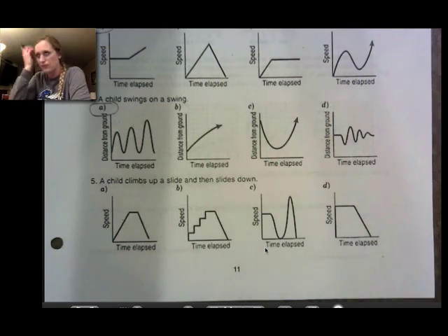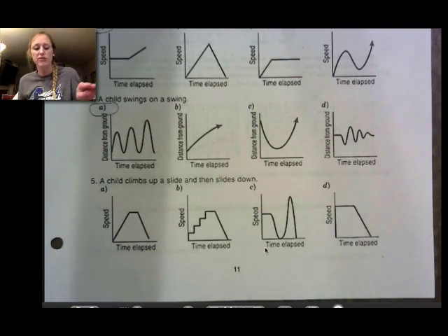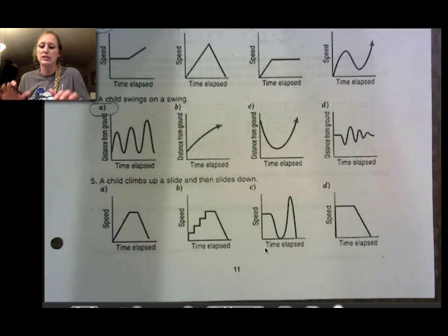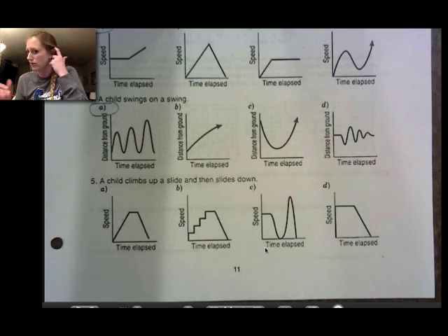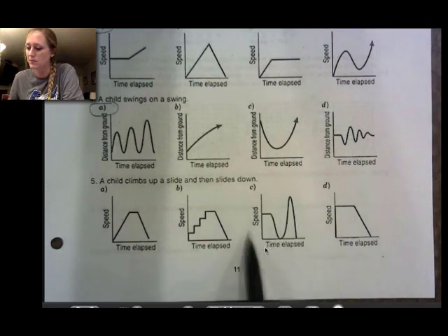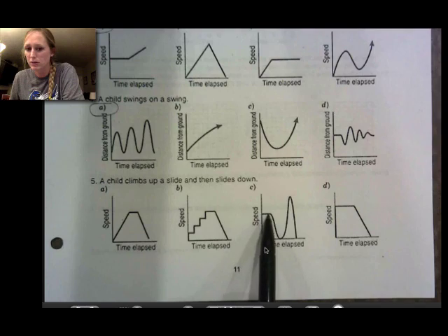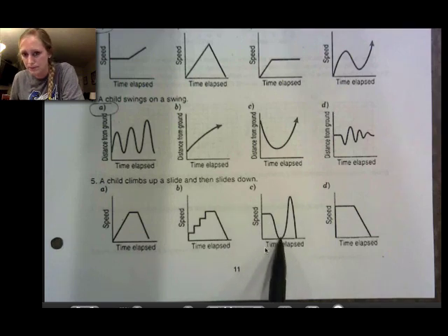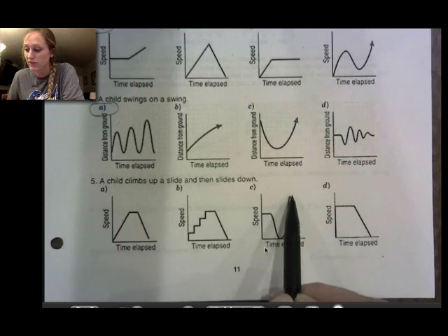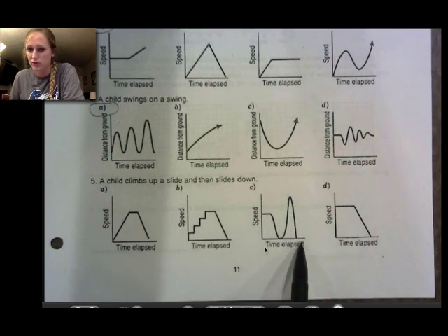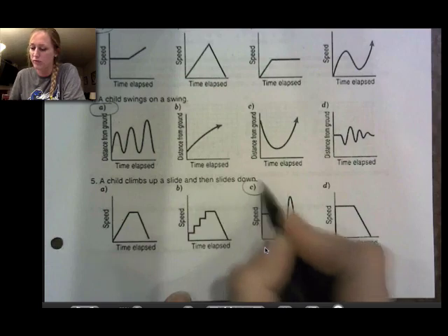Okay, so let's think about this again. When you climb up a slide, you have a pretty steady pace going up the stairs. You stop at the top. You slide down going really fast, and then once you're at the bottom, your speed is going to slow down and you're going to stop. So this one is the one that best emulates that. Constant speed going up the stairs, you stop, get settled, you slide down so your speed increases really fast as you go down the slide, and as you get to the bottom, you're going to slow down to 0 speed, not moving anymore.